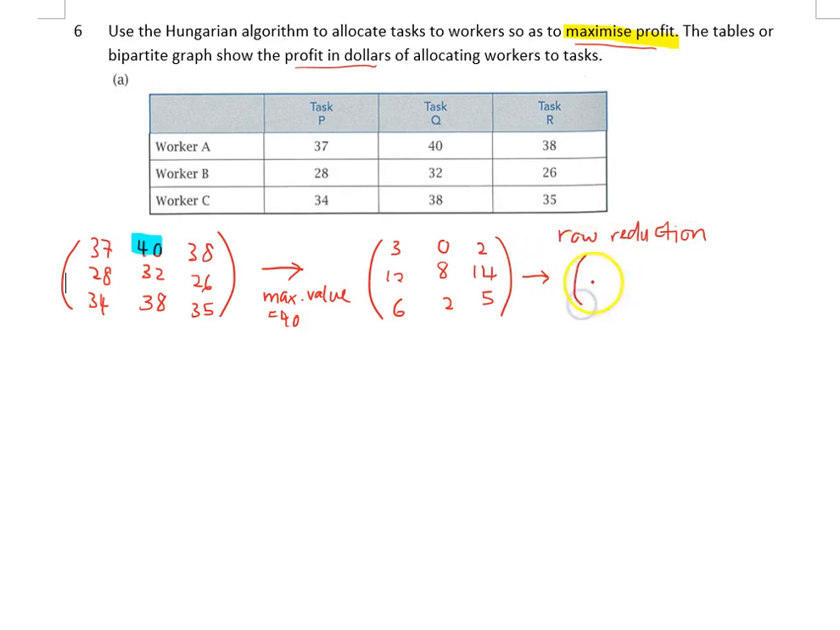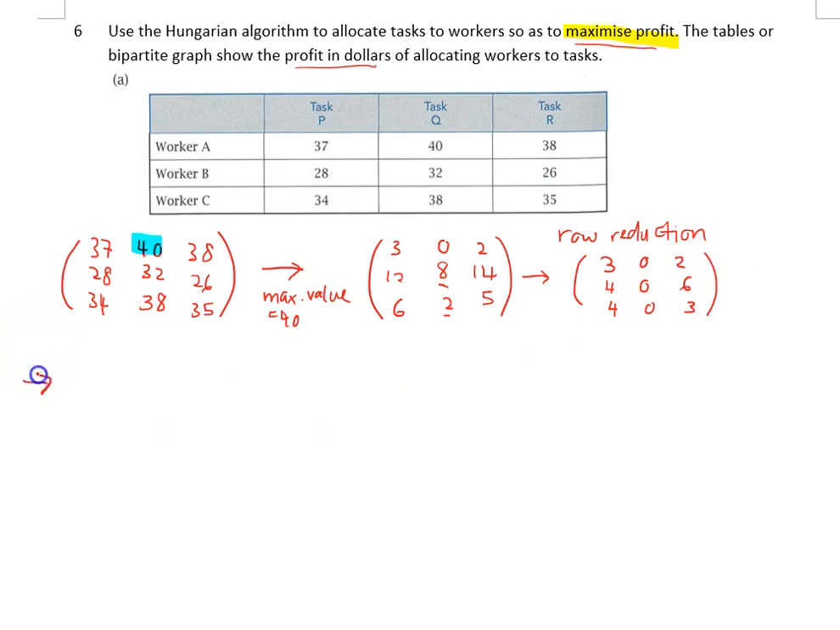Okay, row reduction: if in each row there is a 0, then no need to perform it. So the first row I have the 0, so I no need to do the row reduction anymore. For the second row, how to do the row reduction is choose the smallest number, which is 8. So all these elements are going to minus 8. 12 minus 8, you will have 4, 0, and 6. And the last row over here, the smallest number is 2. So 6 minus 2, 4, 0, 3. So this is the row reduction.